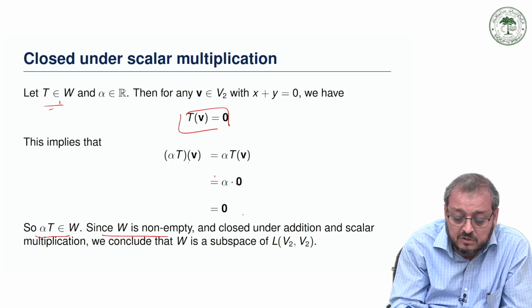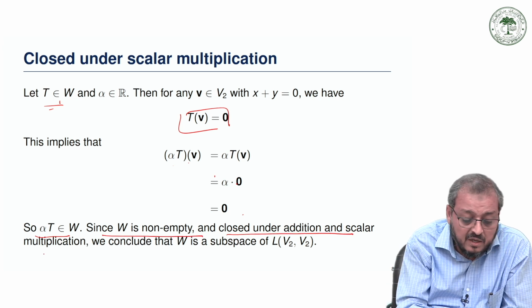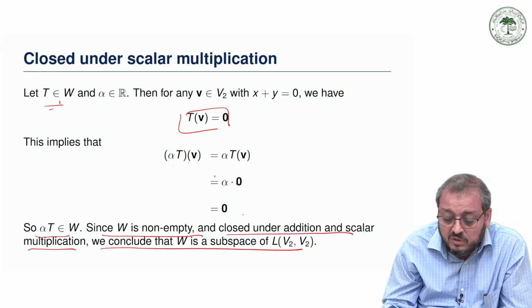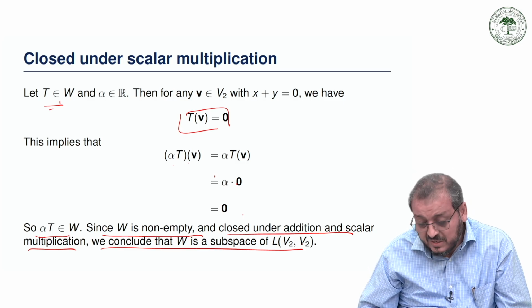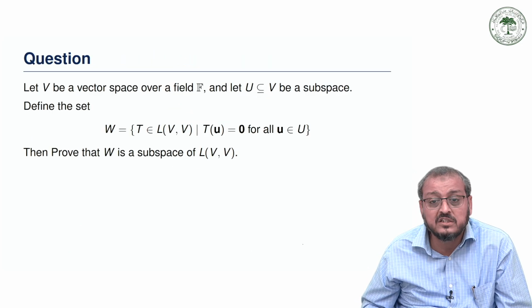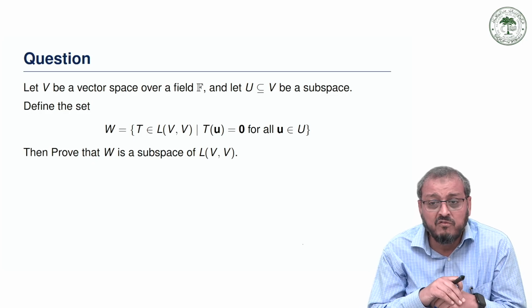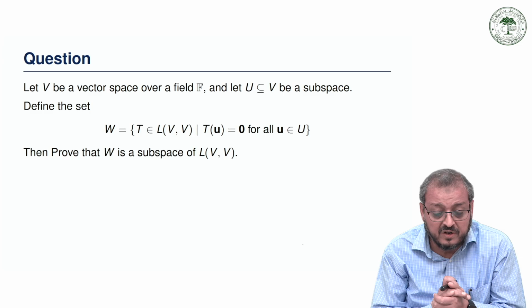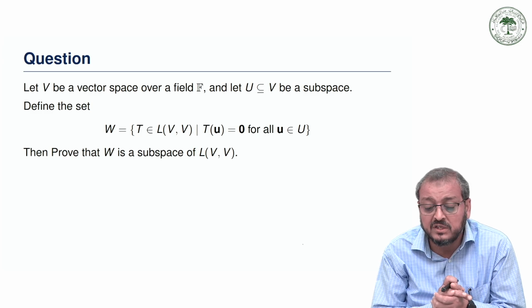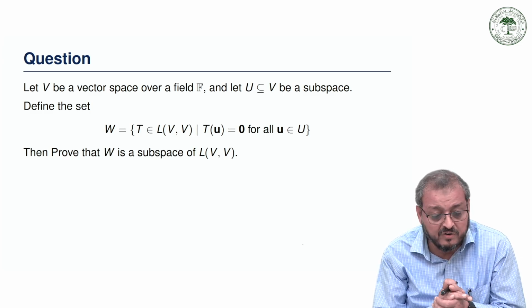Alpha T. Since W is non-empty and closed under addition and scalar multiplication, we conclude that W is a subspace of V2. So this completes the proof. Now we take a similar type of question. Again, V is a vector space over a field F and U is a subspace of the vector space V.